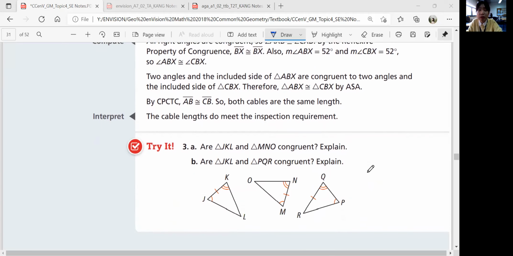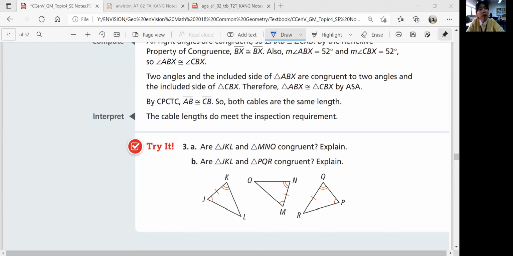Let's look at try question number 3. Part A, are triangle JKL and triangle MNO congruent? Explain. Part B, are triangle JKL and triangle PQR congruent? Explain. Okay, come back when you're ready. So look at the triangles JKL and MNO. Right, what properties can you use to show angles are congruent and the triangles are congruent, right?